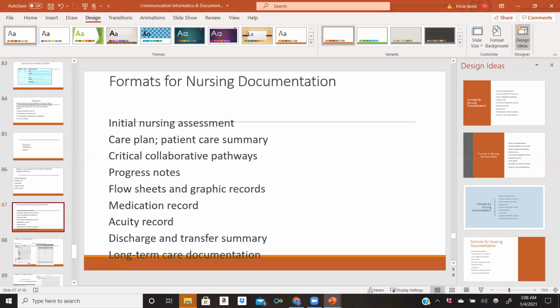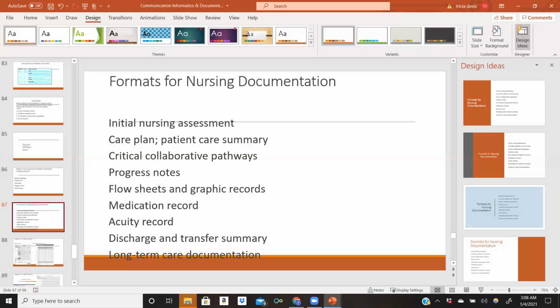These are usually electronic. We print them off. If they're being transferred to another facility, we give them to the facility that's picking them up. Or if they're being discharged, we give this information to the family members or the patient. Then you have long-term care documentation.